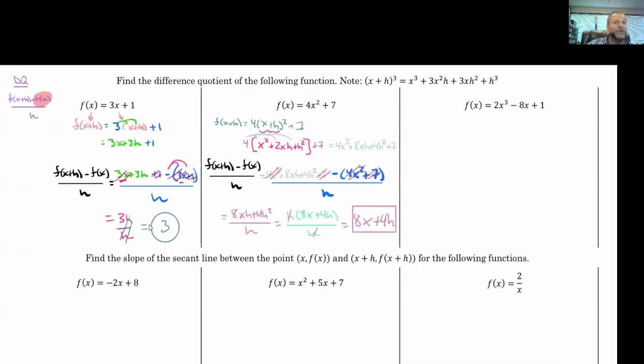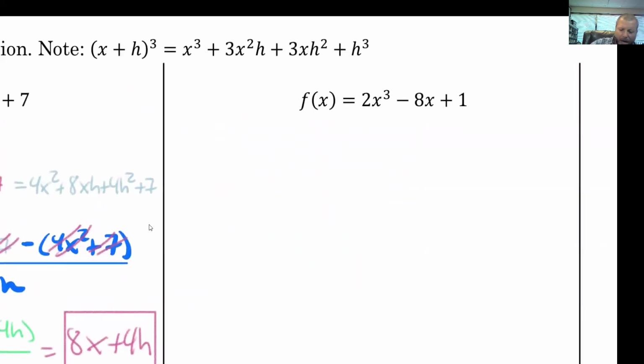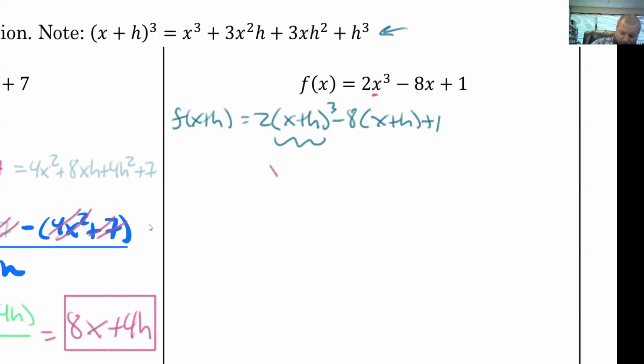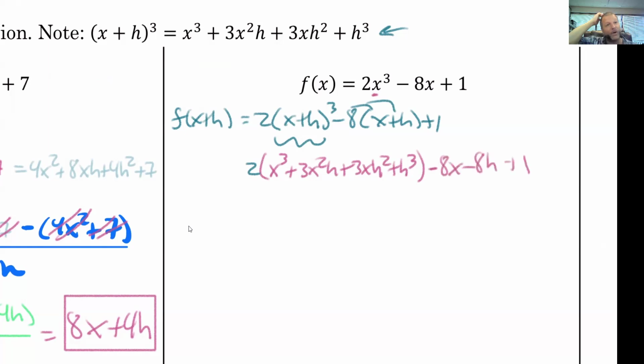And then finally, this last one, I'll do the next row as a separate video. So here, I have an x cubed. So f of x plus h is going to suck a little bit, but the saint that I am, I gave you what x plus h cubed is equal to. So we're going to get a minus 8 times x plus h plus 1. This x plus h cubed, I wrote up top. It's x cubed plus 3x squared h plus 3xh squared plus h cubed. I still have that 2 in front that I need to multiply by. Distribute, and be careful distributing the negative 8. So I'm going to get a minus 8x minus 8h. And then I have that 1 hanging out all the way at the end.